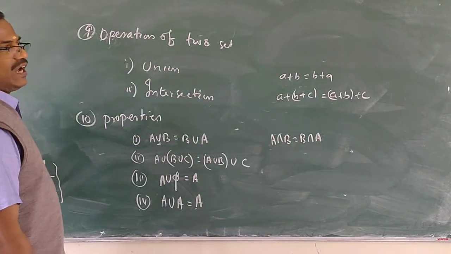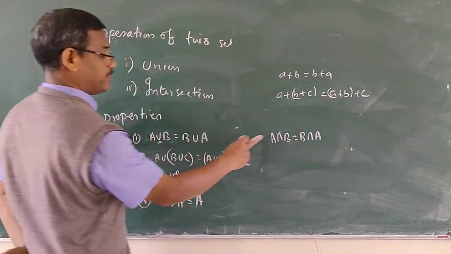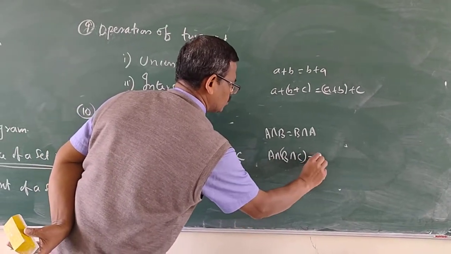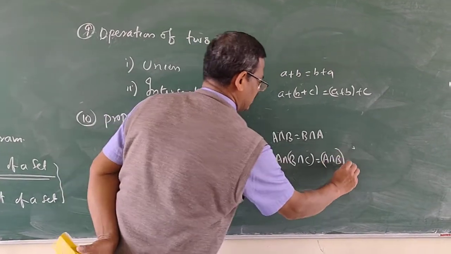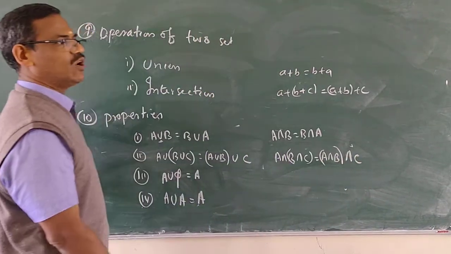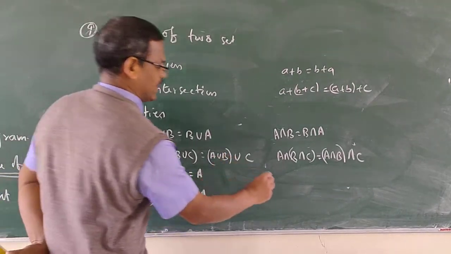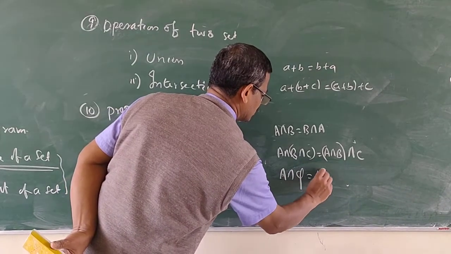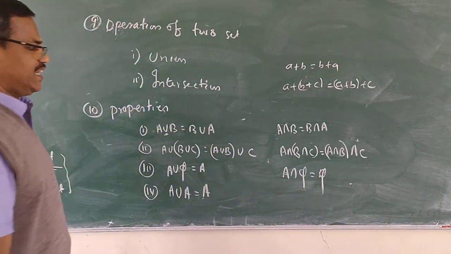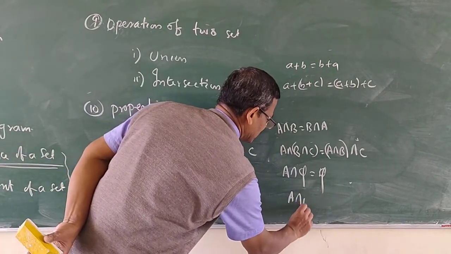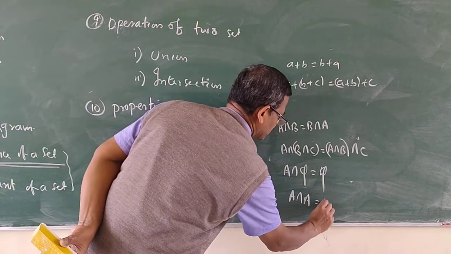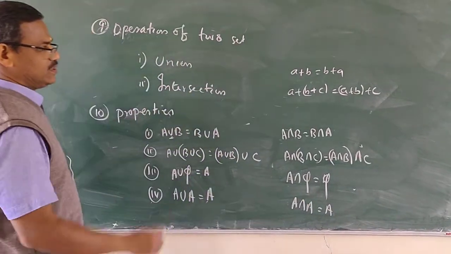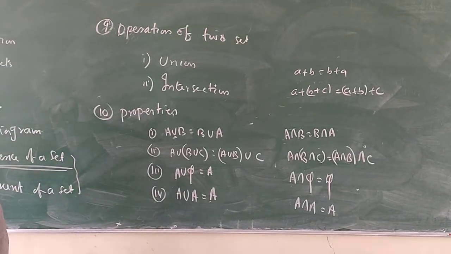We call this the commutativity of intersection. A intersection B intersection C is equal to A intersection B intersection C. This is called the associativity of intersection. And next is A intersection null set is equal to null set. This is the identity. And then A intersection A is equal to A. This is called the idempotent law of intersection. So these are some of the properties of this one.